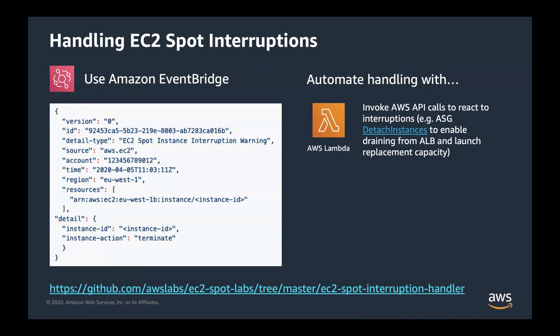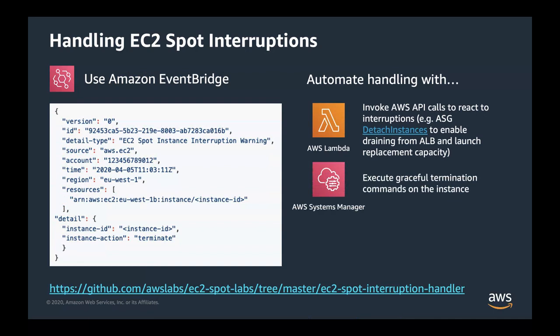Whenever we have an interruption, it detaches the instance from the load balancer and replaces the capacity instantly. So I get an interruption notice, I get 2 minutes to drain my instance. Meantime, I'll start another instance quickly so that my capacity is never less. By the time this instance goes away, I get another instance, right?